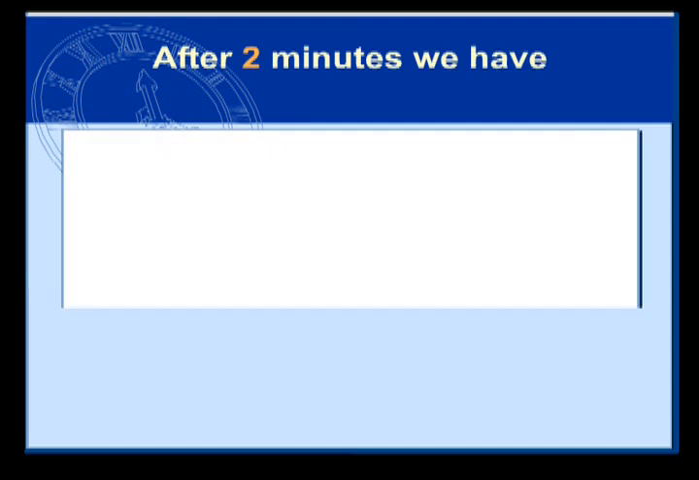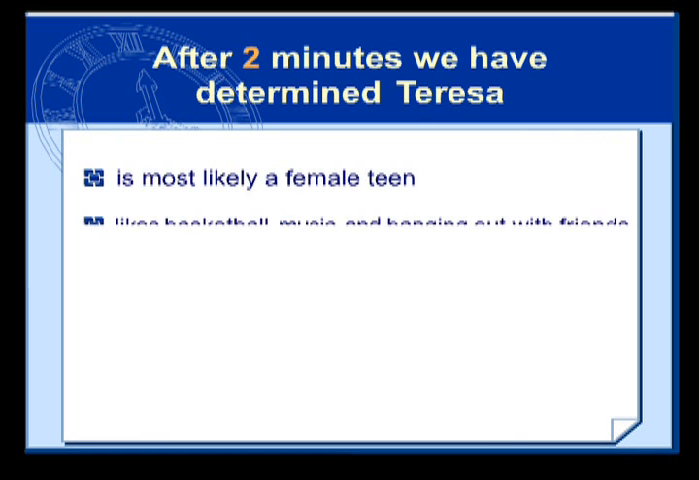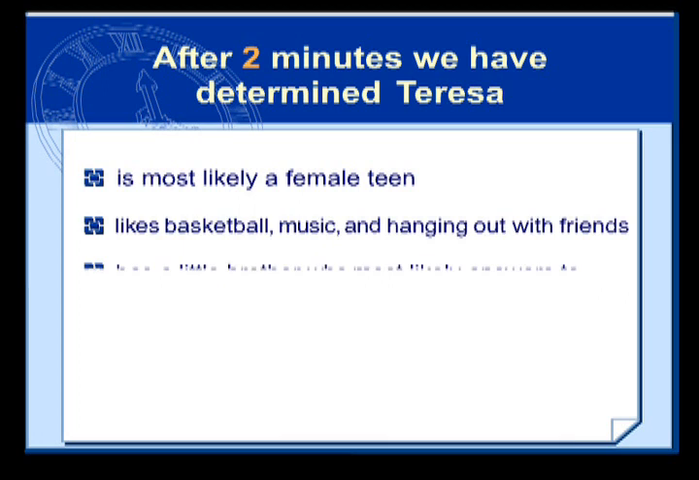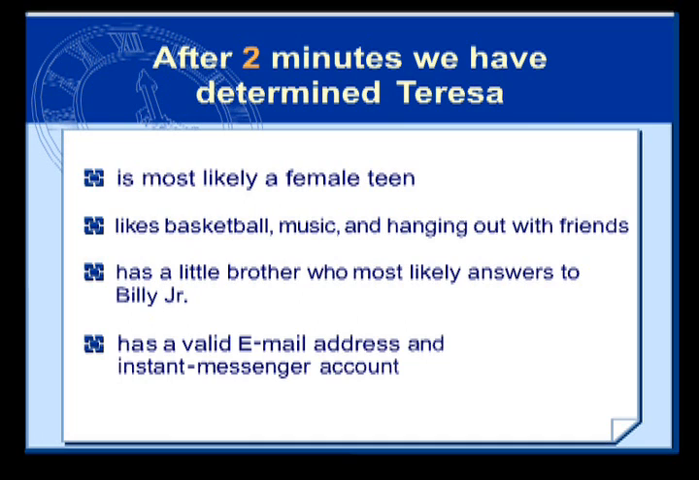After 2 minutes of searching, we have determined that Teresa is most likely a female teen. She likes basketball, music, and hanging out with friends. She has a little brother who most likely answers to Billy Jr. She has a valid email address and instant messenger account, and we have accurate addresses for both.